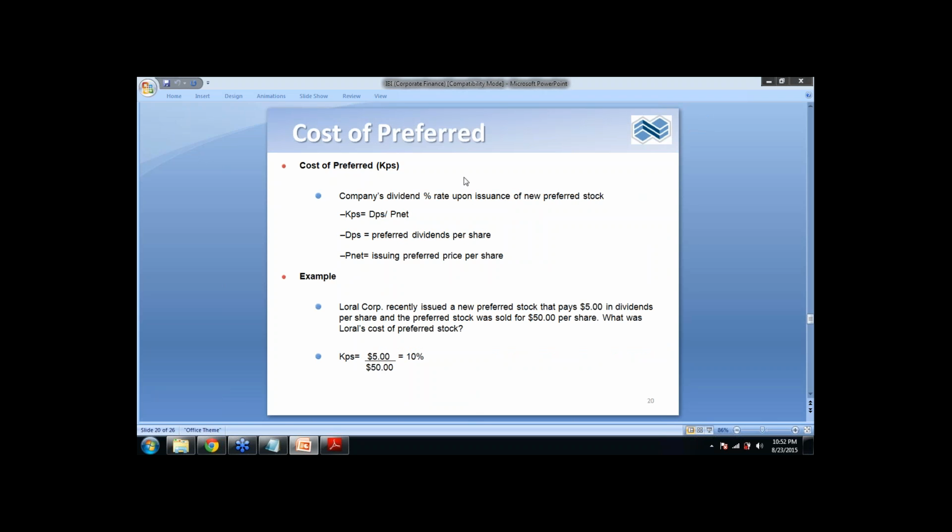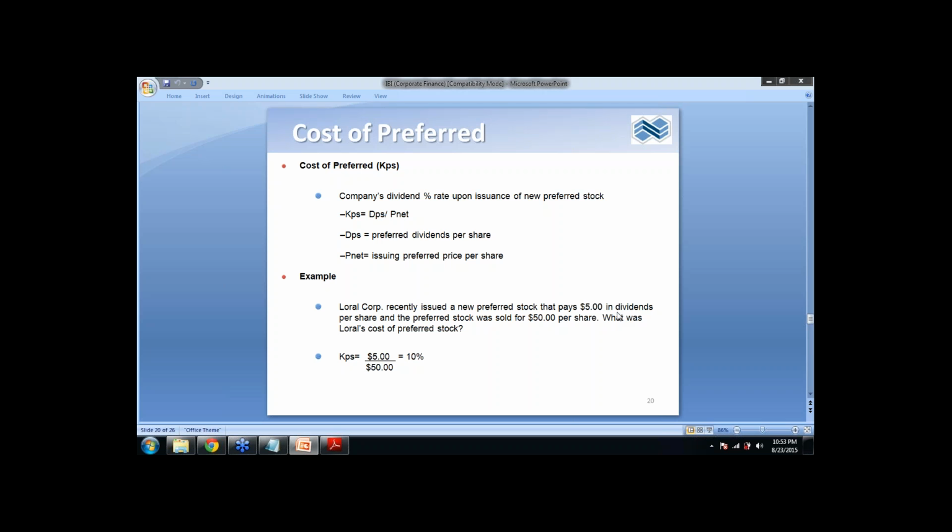Then we have the cost of the preferred. Preferred means, again, this is also a type of capital that we are trying to raise. So for example, there is an organization that has issued a stock that pays $5 in dividends per share. Okay, so that's what I said. Whenever you are purchasing a share, right? So on that share, there will be some amount that you get. Now let's say the cost of one share is $100.